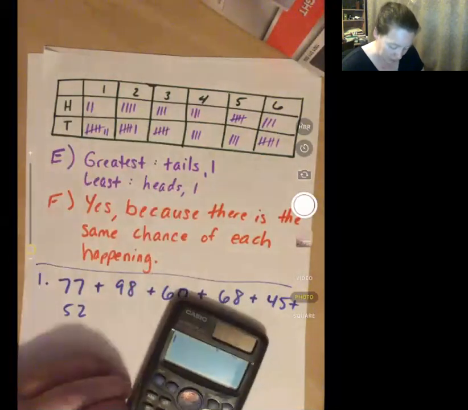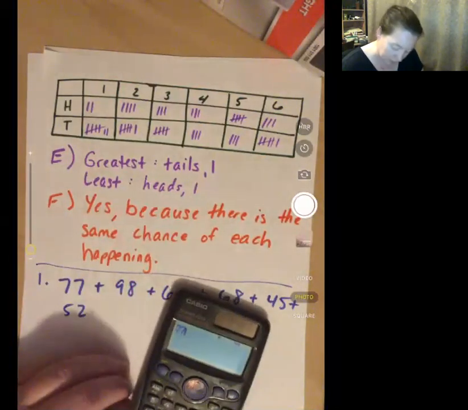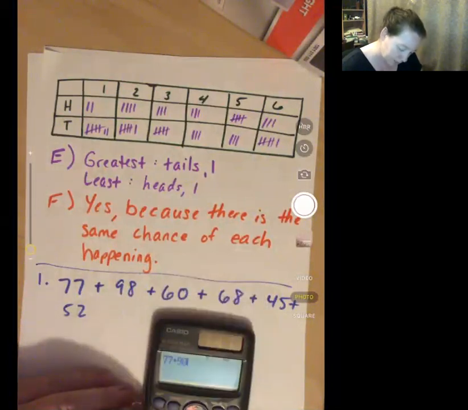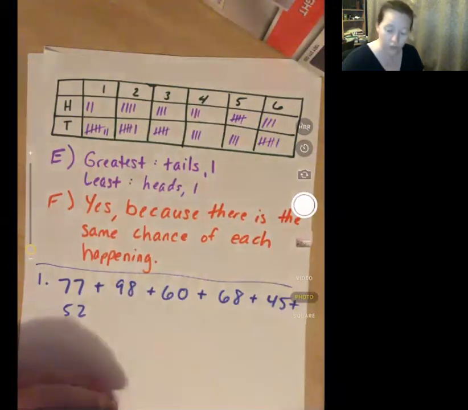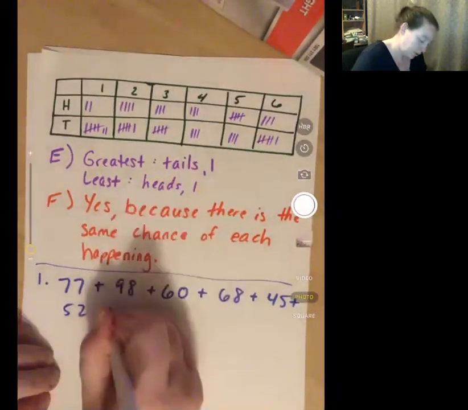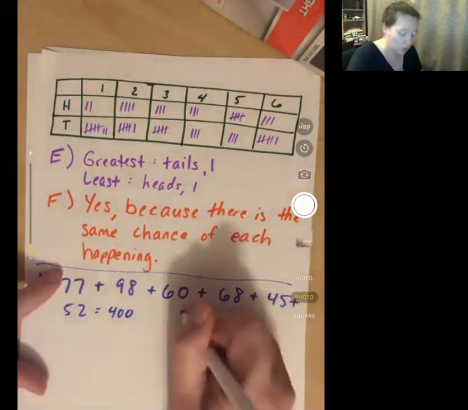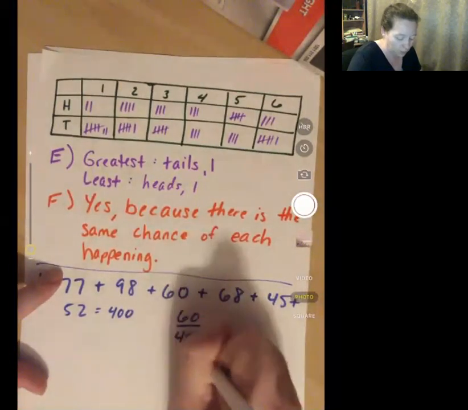Okay, so 77 plus 98 plus 60 plus 68 plus 45 plus 52 equals 400. So there was a total of 400. I want to know only small cocoa. So I look at what cocoa is. Cocoa is 60 out of the 400.